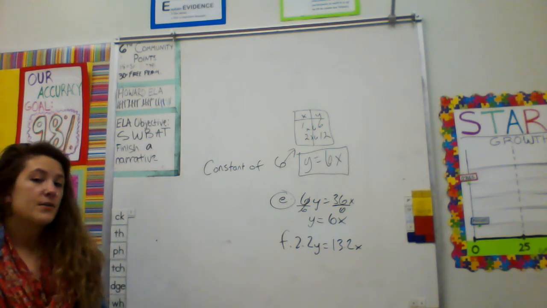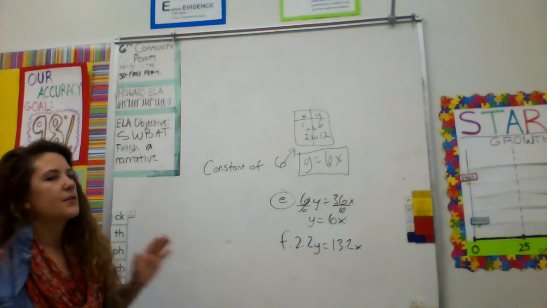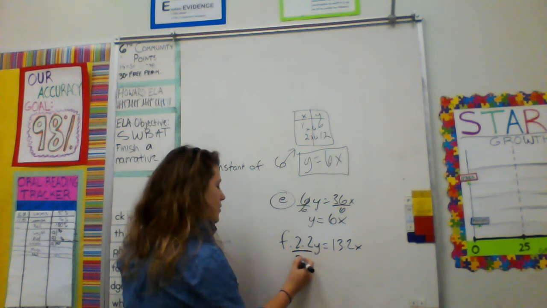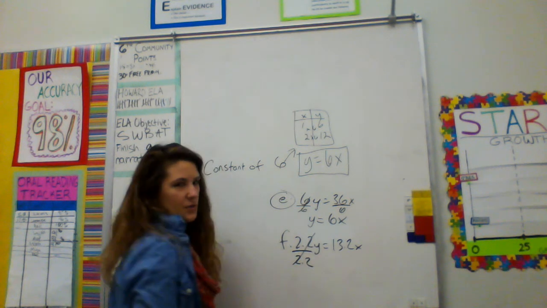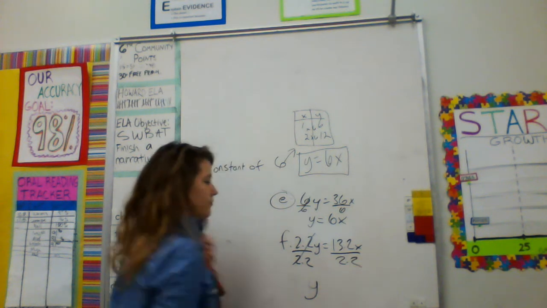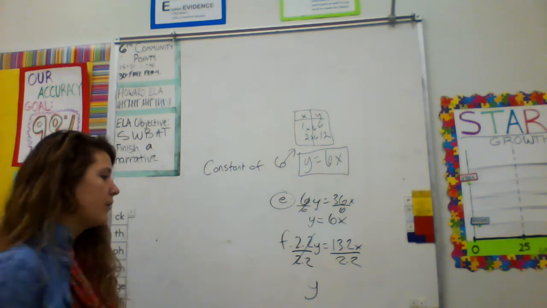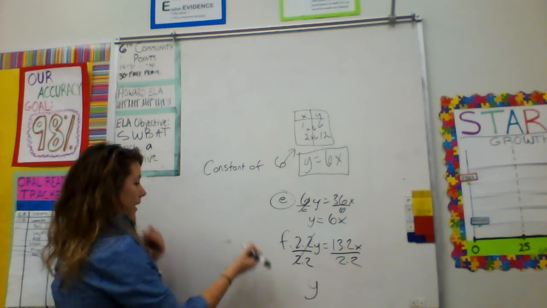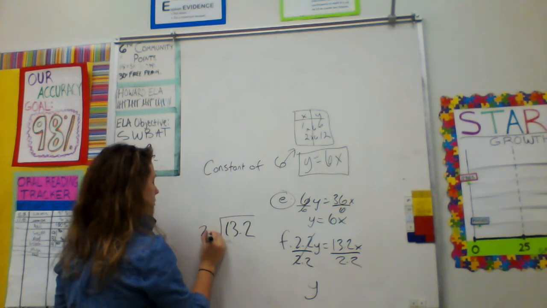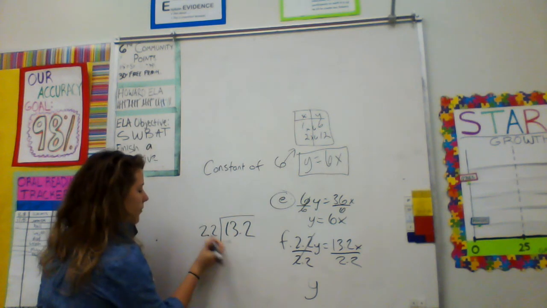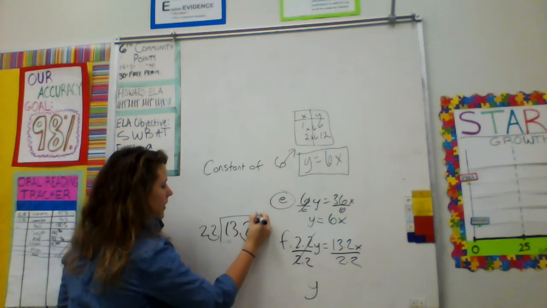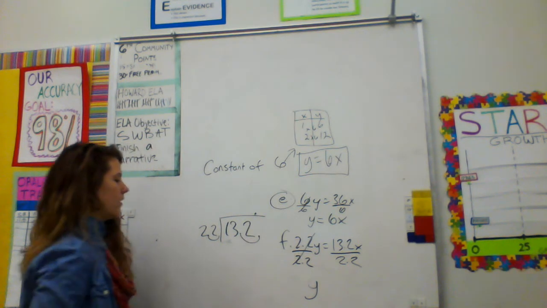And the last one I want to try is F. Now this looks kind of funky, but I should still give it a try. I'm going to divide this by 2.2 because I want to get just one y. And then I'm going to divide this side by 2.2. Now, in a problem like this, we aren't going to get a calculator. So I'm going to do top in, bottom out. 13.2 divided by 2.2. I'll move my decimal point over 1 time. Move this decimal point over 1 time. Then I'm going to bring it straight up here.